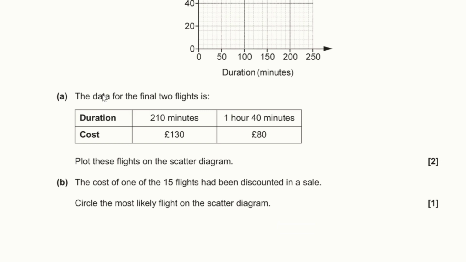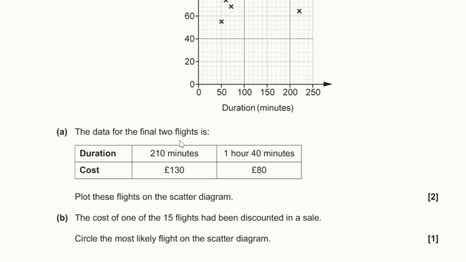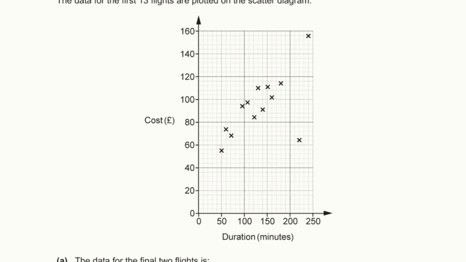For part A, the data for the final two flights is, for a duration of 210 minutes, the cost is £130. For a duration of 1 hour 40 minutes, the cost is £80. We have to plot these flights on the scatter diagram. 210, 130, well, that will be over here.